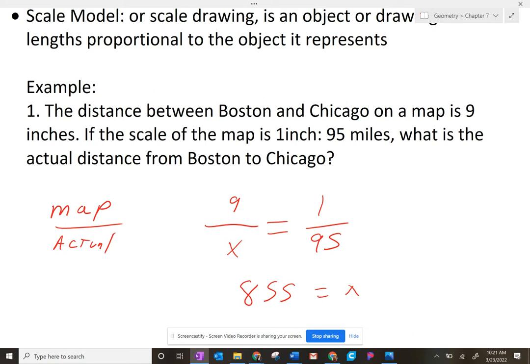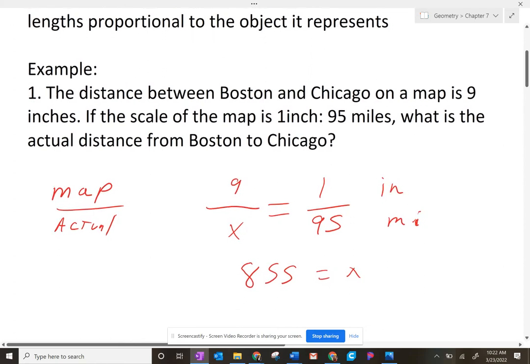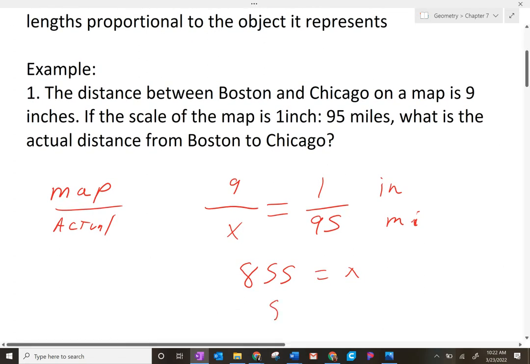Now, the one extra step that I want to make sure you're aware of. What label did I have for the map up here? Inches. So this one was inches on top. On the bottom, I have miles. So when I get done with this, I see that the x was on the bottom. I know that the label that's going to go with this number needs to be miles. So the distance between Chicago and Boston is going to be 855 miles.